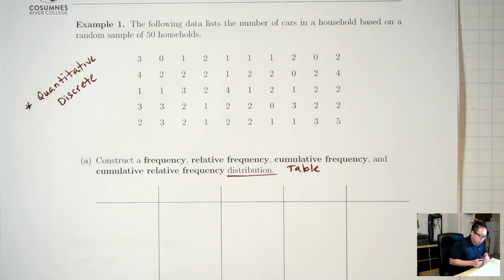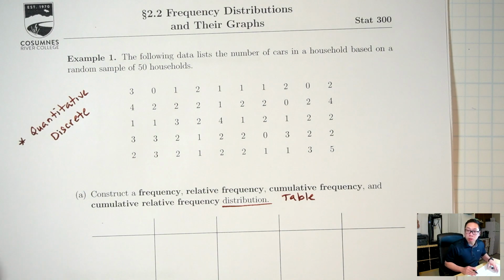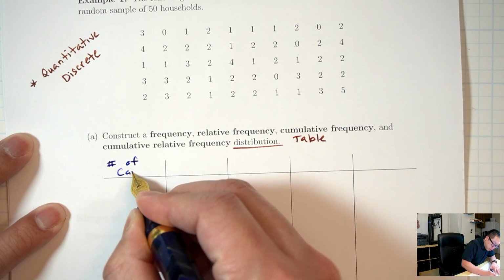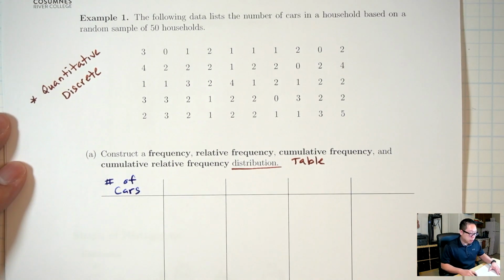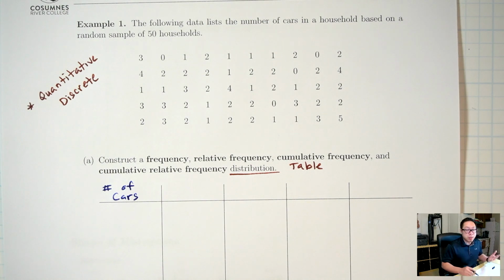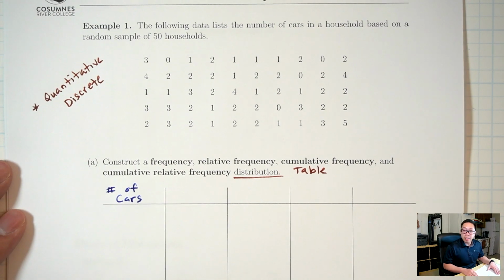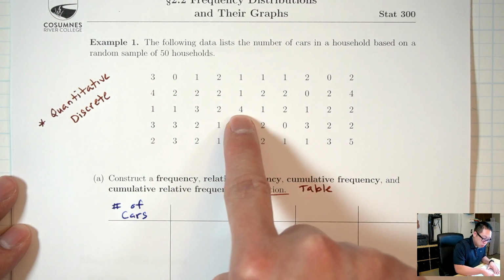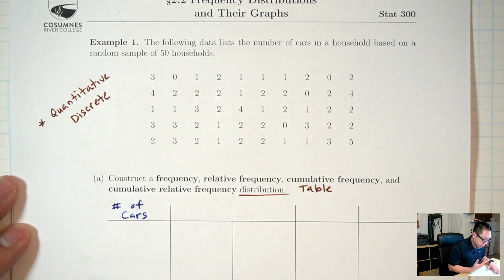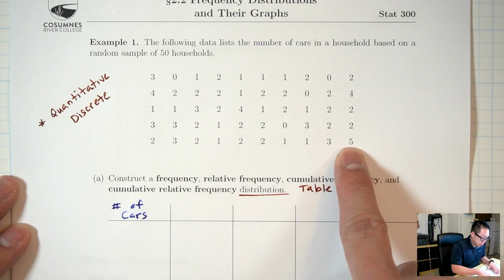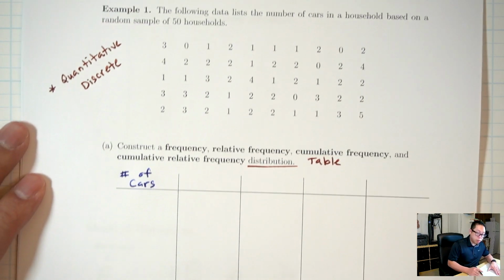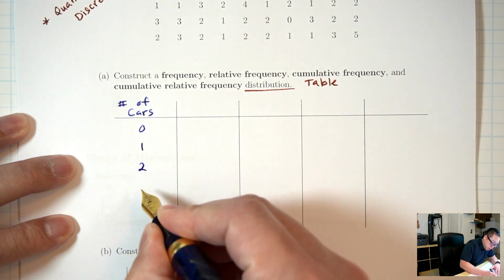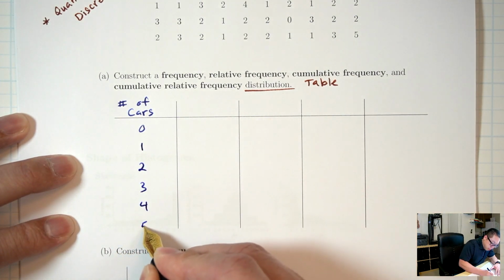So the data here represents number of cars. What I'm going to do is list out all the different data values that I have in my data, right? I see zeros, I see ones, I see twos, I see threes, I see some fours, and it goes up to a 5. So it goes from 0 all the way up to 5. We're going to list out all the different data values, which are 0, 1, 2, 3, 4, all the way up to 5.